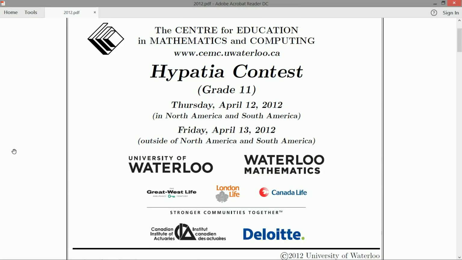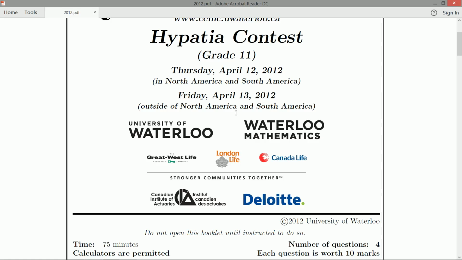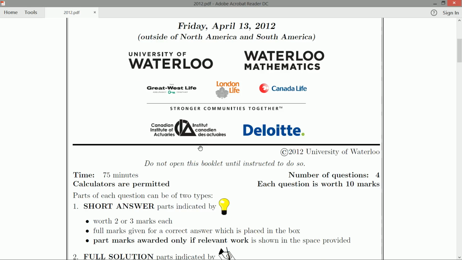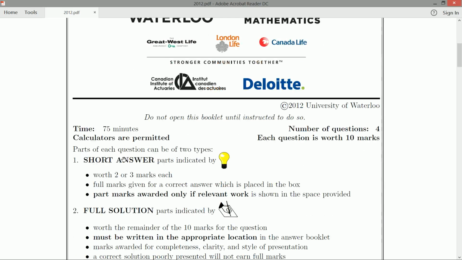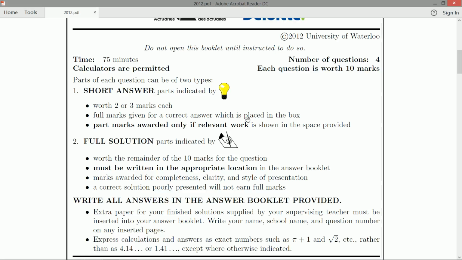And let's take a look here. So, 2012 Hypatia, boilerplate, the sponsors that we've got here. But in terms of how much time, it's 75 minutes. Okay. So if you want to try it, print it out, give yourself 75 minutes. Note that you can have a calculator. Calculators are absolutely allowed.